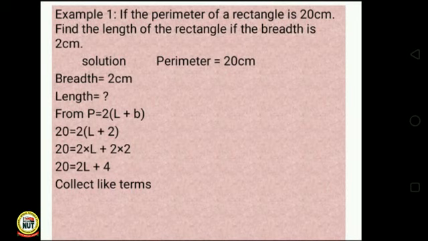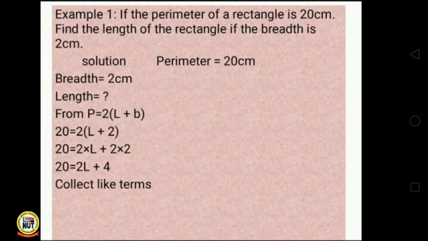We cross the sign of equal to. Now, when a value is crossing the sign of equal to, and that value is positive or plus, it will change to minus. But if it's minus, crossing the equal sign, it will change to plus.